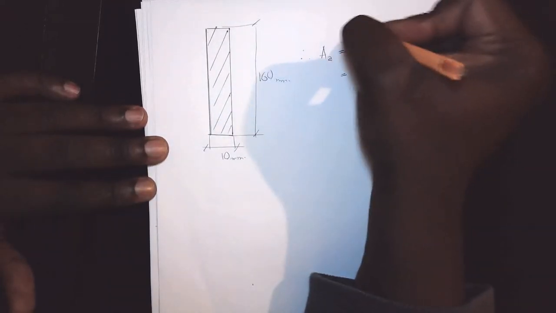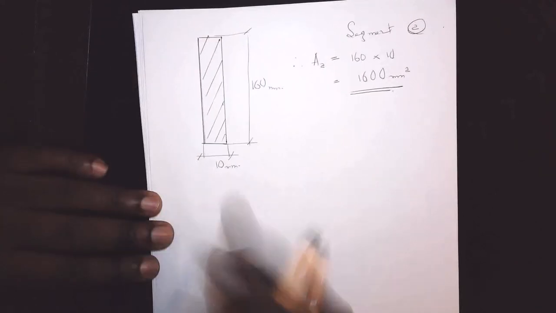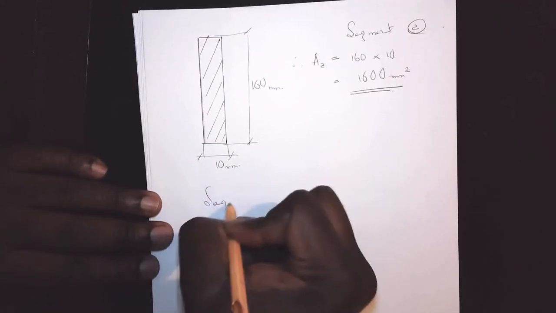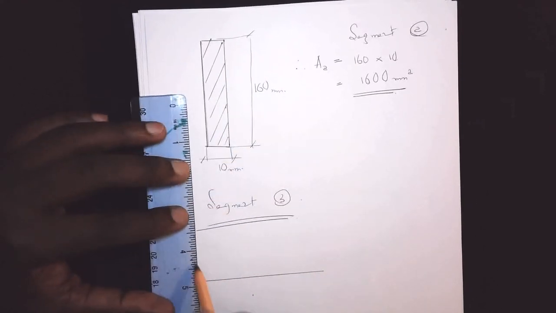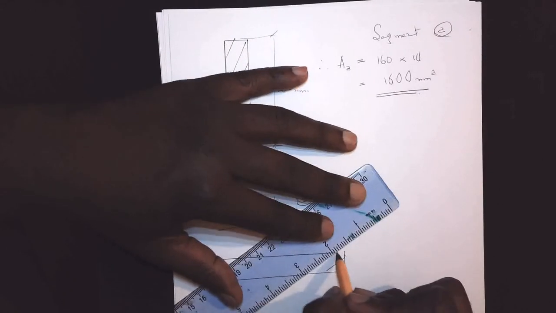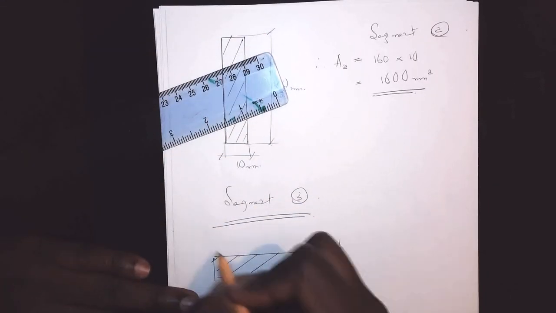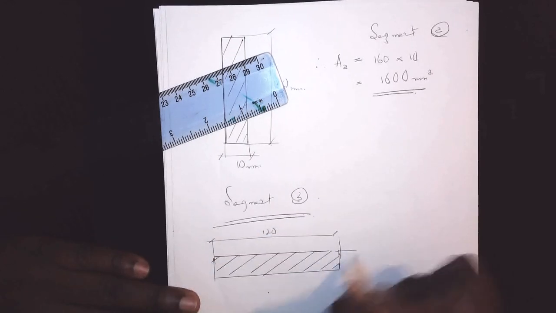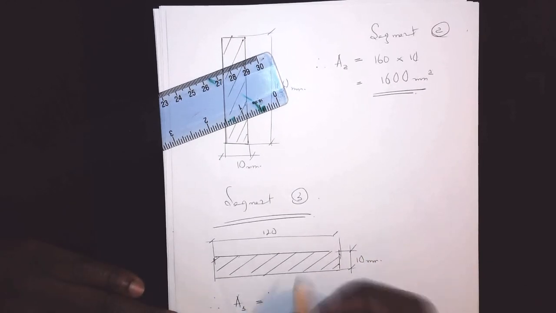This is for segments, so we need this information to help us calculate the second moment of area. We'll be coming back to this down the line. So for segment 3, that's our previous data. Just by using deductive reasoning, you have to find the sense of where the centroid is likely to be for the given section. The span is the same thing, and it's 10 millimeters in thickness, therefore segment 3 is 120 times 10, which is 1200 millimeters squared.